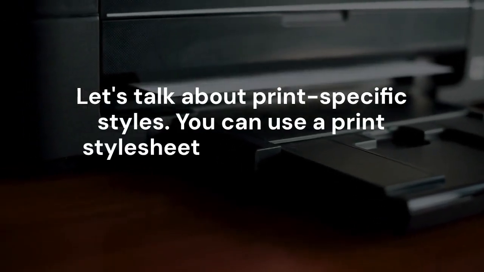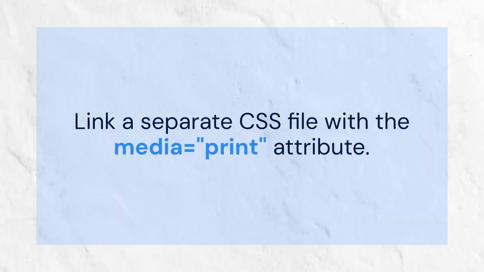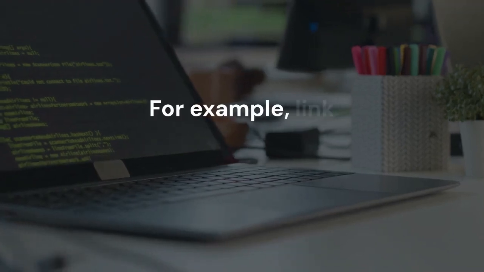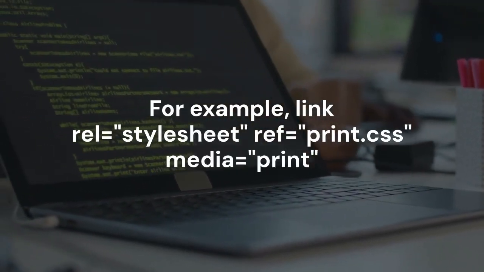Let's talk about print-specific styles. You can use a print style sheet to apply different styles when printing. Link a separate CSS file with the media=print attribute. For example, link rel=stylesheet href=print.css media=print.